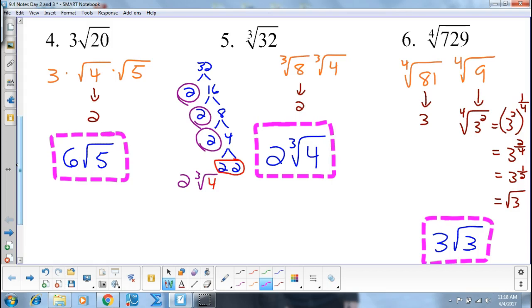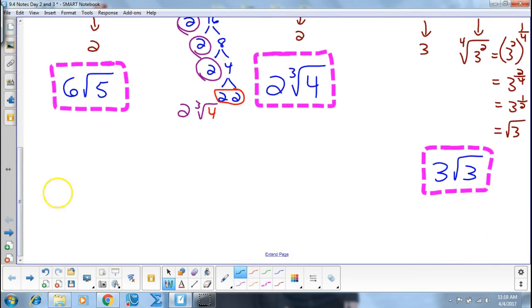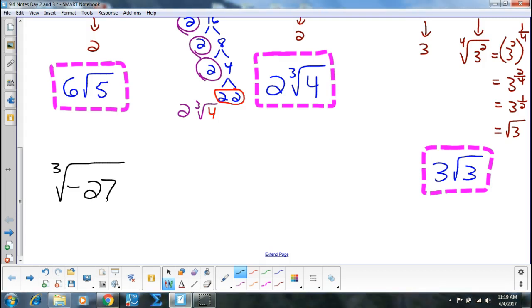Okay. Now, on one of your homework problems last night, it was something along the lines of the cube root of, I'm just going to say negative 27. I don't even know what the problem was, but there were a couple of different ones in there. Okay? So, we're looking for, first off, the third root, right? So that means I'm looking on my perfect cube list. Okay? Is 27 on there? Yes. The cube root of 27 is 3.